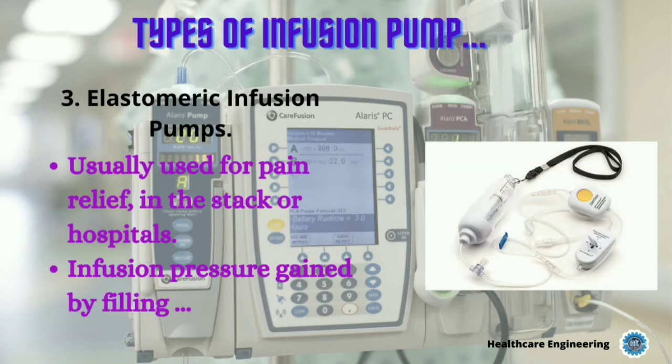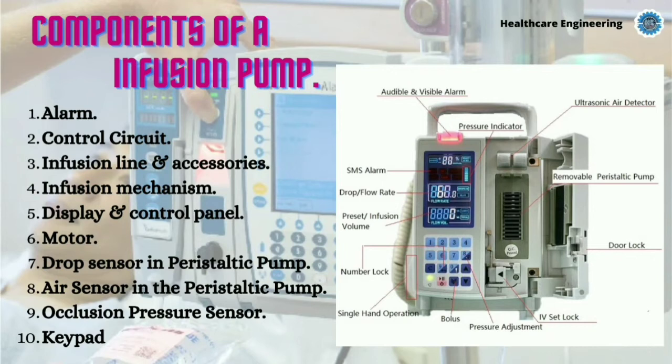Third type is elastomeric infusion pumps. These are usually used for pain relief at home or in hospitals. In these kinds of pumps, the infusion pressure is gained by filling the elastic balloon, and the flow control is done by the pressure disparity produced by the body temperature. Let's move to the next part.